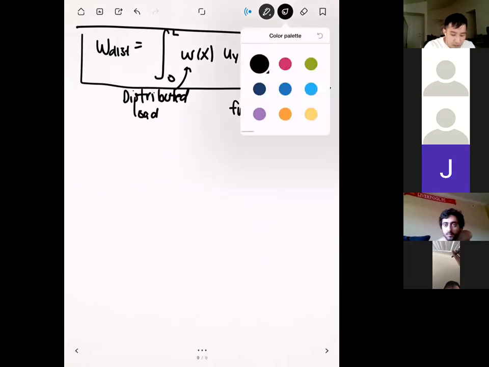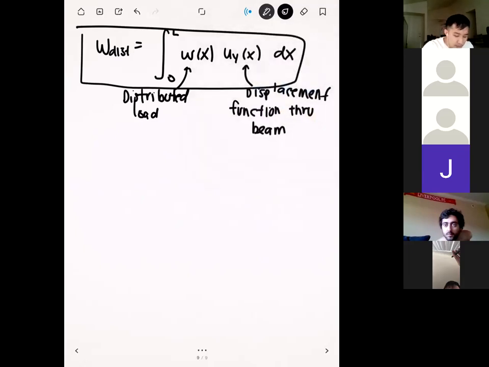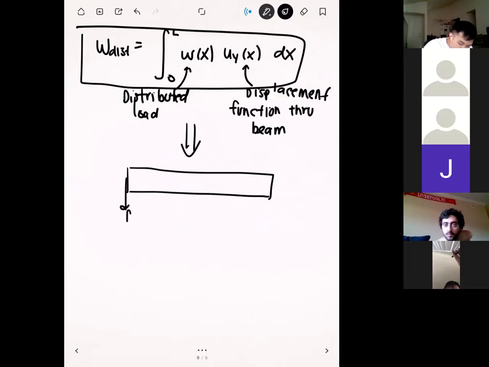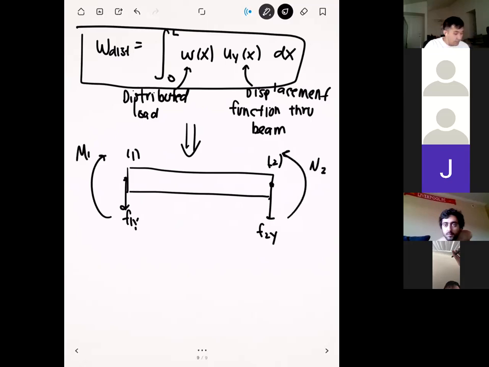But the concept of equivalent work is stating that we replace this beam with a beam that looks like this. We have a force over here, we'll call this F1y, and a force over here, we'll call this F2y, where over here is node 1 and over here is node 2. In addition, we have a moment over here called M1 and a moment over here we'll call M2. So what we have right here is a beam with nodal loads, the ones we're accustomed to solving in our problems.